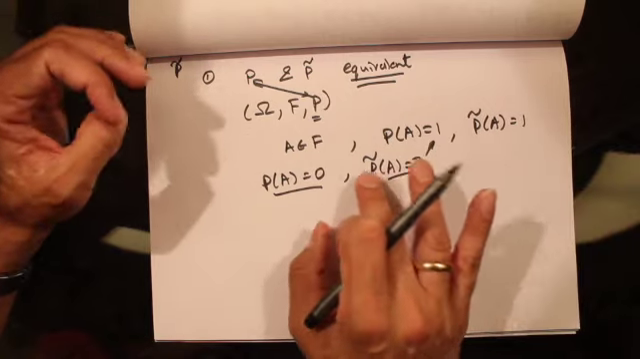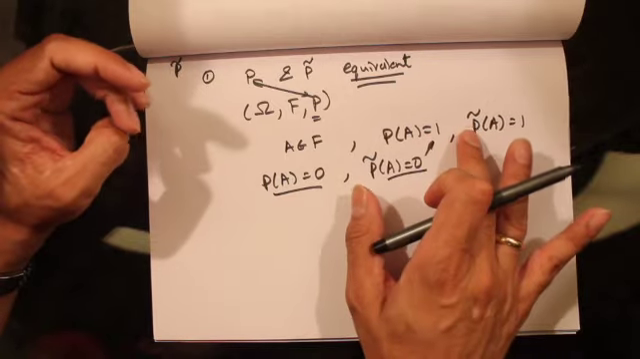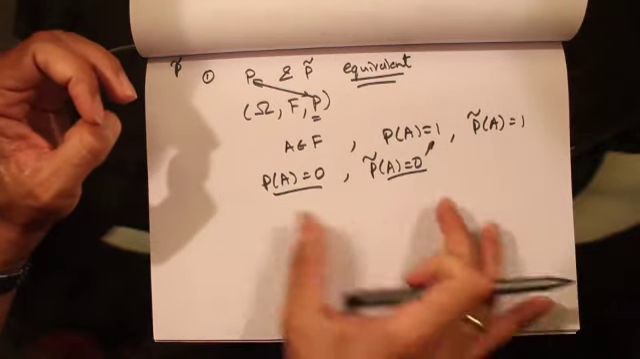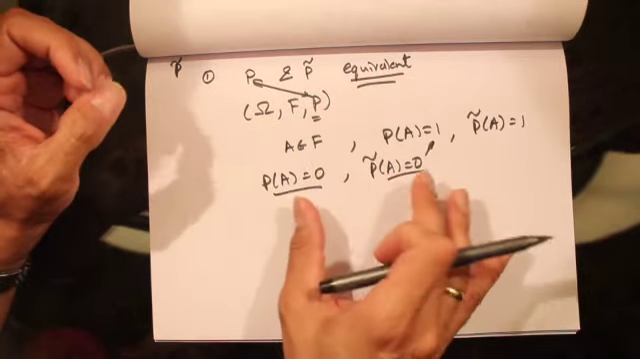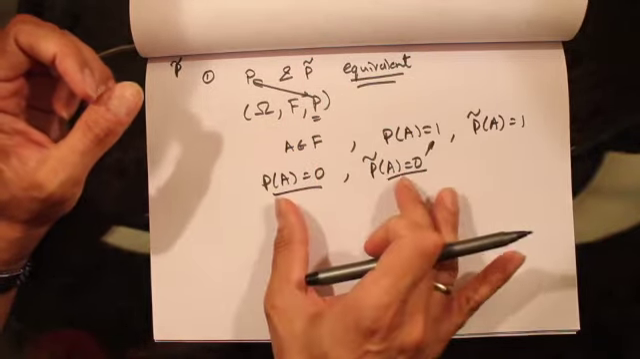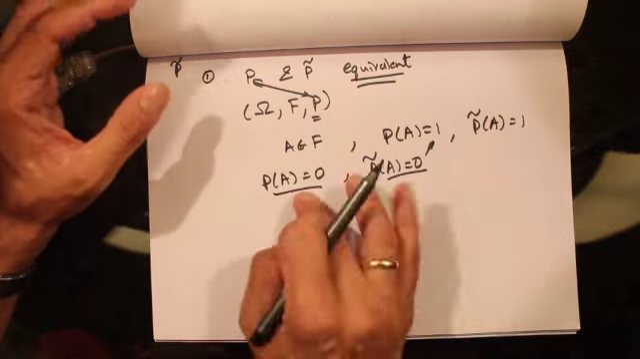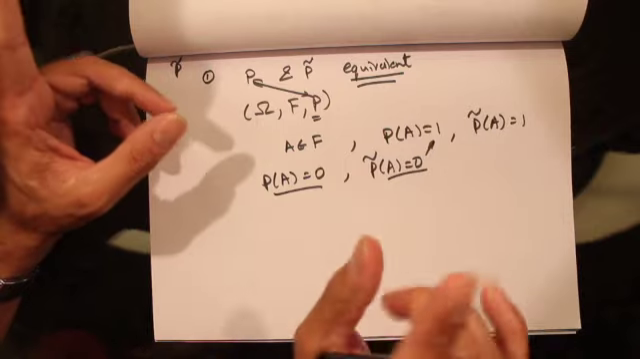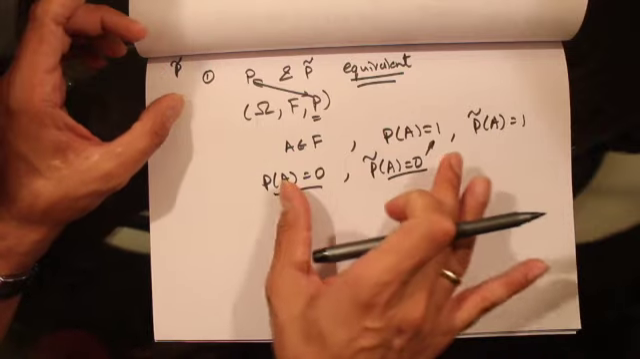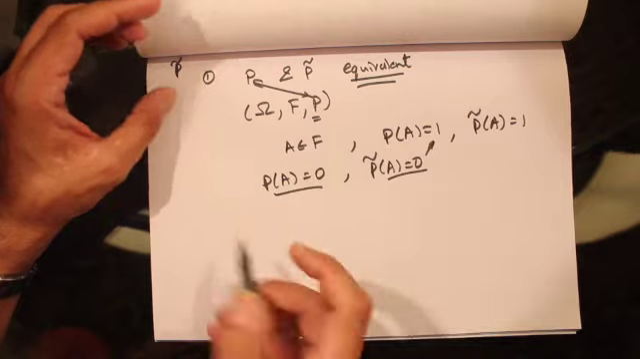Okay, because this is nothing but just the opposite of this, 1 minus that, right? So for two probability measures to be equivalent, they have to agree on which sets are impossible, and conversely, which sets have a probability equal to 1. That basically is what we mean by equivalent.